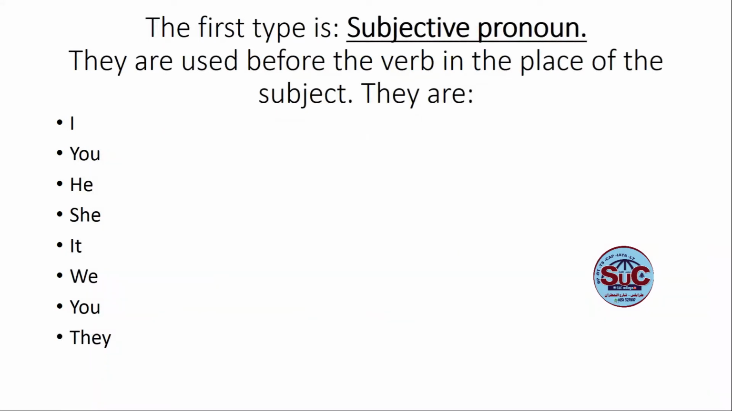The subjective pronoun is our first type to talk about. We use it before the verb in the place of the subject. The subjective pronouns are I, you, he, she, it as the singular subjective pronouns, then we, you, they for the plural subjective pronouns.